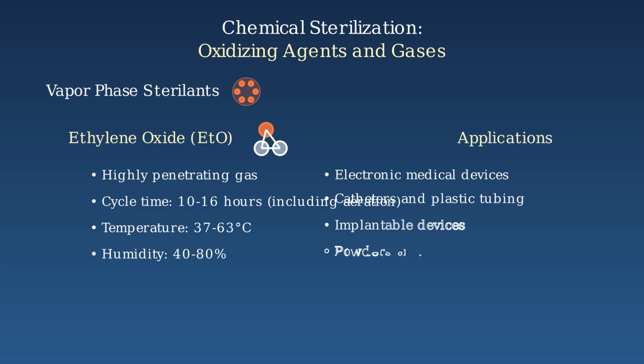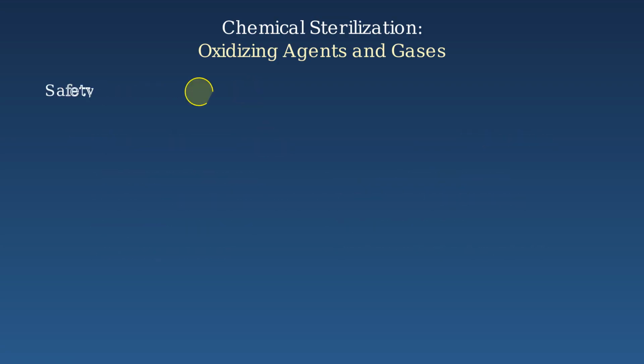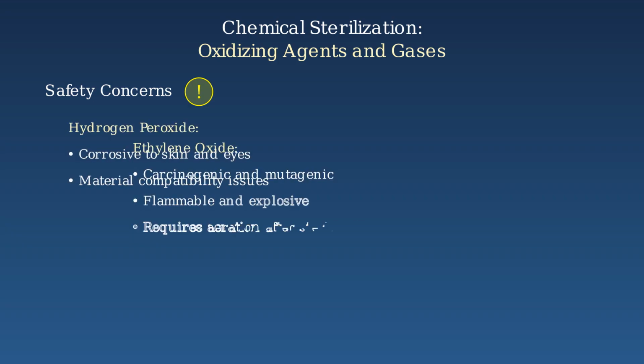Ethylene oxide is commonly used for sterilizing electronic medical devices, catheters, implantable devices, and other items that cannot withstand high temperatures or moisture. Chemical sterilants come with important safety concerns.